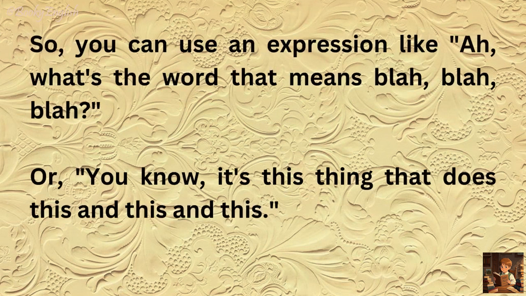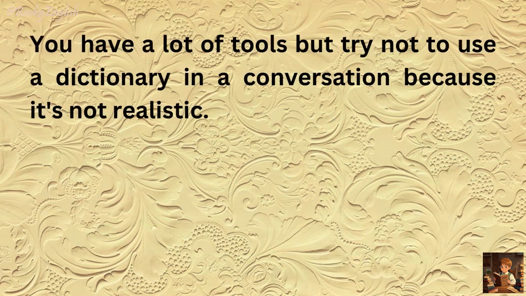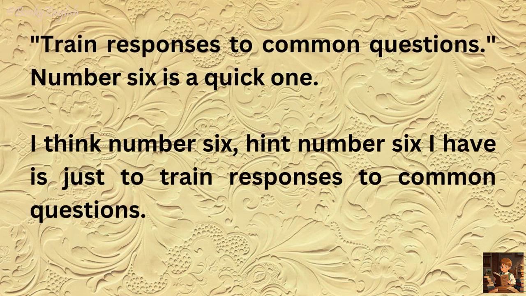So you can use an expression like, "What's the word that means blah, blah, blah?" Or, "It's this thing that does this and this and this." This is an opportunity for you to describe characteristics of something or find a different way. You can use your body language. You have a lot of tools, but try not to use a dictionary in a conversation because it's not realistic.